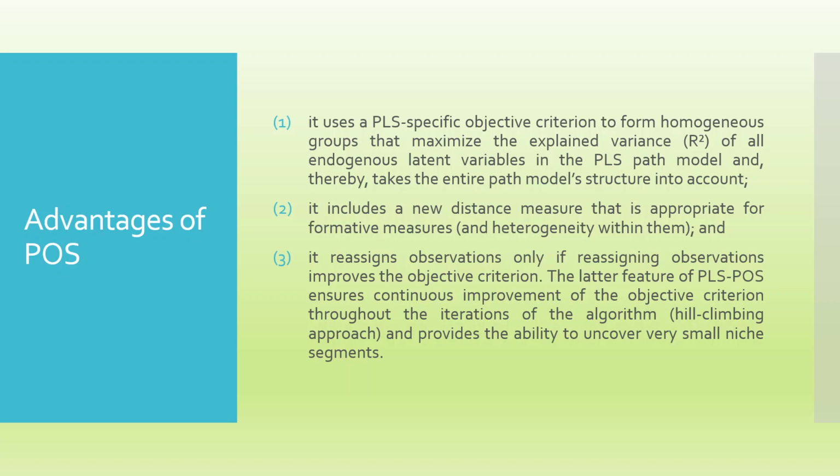Second, it includes a new distance measure that is appropriate for formative measures, and heterogeneity within them is also considered. Third, it reassigns an observation only if reassigning improves the objective criterion. Otherwise, it will not do it. The latter feature of PLS-POS ensures a continuous improvement of the objective criterion throughout the iterations of the algorithm, and that's the reason it's known as a hill climbing approach, where with each iteration we are trying to improve the result continuously. This provides the ability to uncover very small niche segments also. It's like finding the local optimum in each iteration.